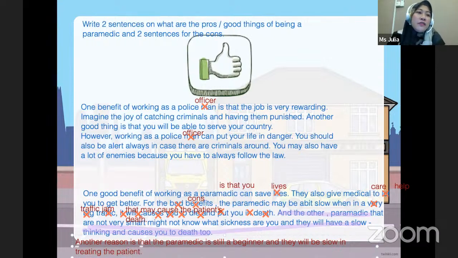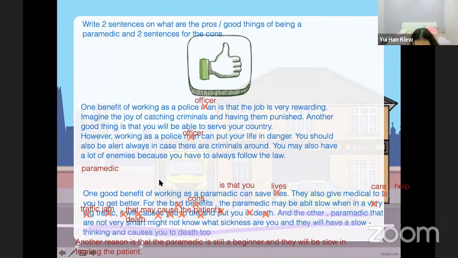All right, now can you read, Jihan? One good benefit of working as a paramedic is that you can save lives. They also give medical care to help you to get better.